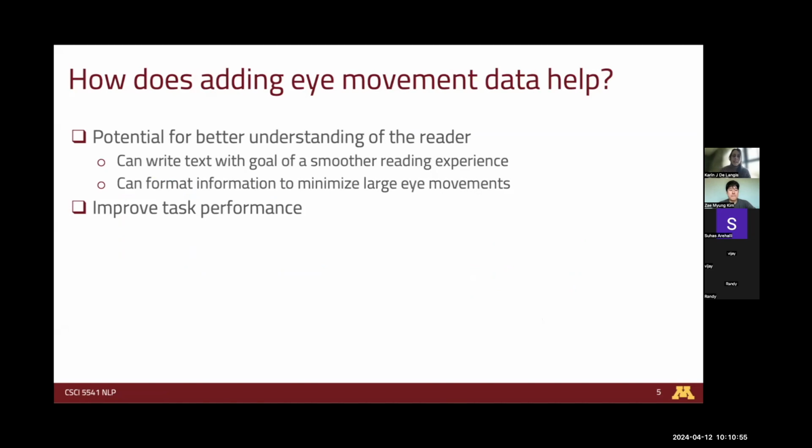And the idea in incorporating both of these things is that, for one thing, if we don't have this kind of behavioral data, our models have no sense of what the reading process actually looks like. So formatting information, for example, to minimize eye movements is not something that a model can do that easily just from self-report data. It's much better to have some model of how people's eyes are actually moving over the text.